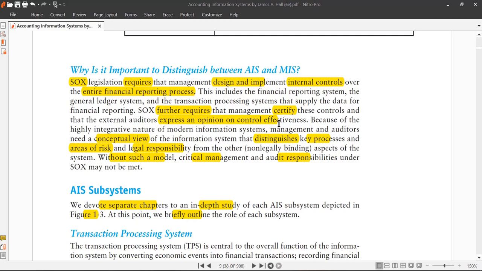So, ibig sabihin guys, ang pinag-uusapan natin dito is hindi na lang yung business, hindi na lang yung mga management personnel, hindi na lang yung internal users ng business, pati ito na, meron na rin external auditors, yung mga nag-o-audit ng financial statements. Okay? Sabi dito, because of the highly integrative nature of modern information system. Kasi nga sa panahon ngayon, guys, sobrang modern na talaga.